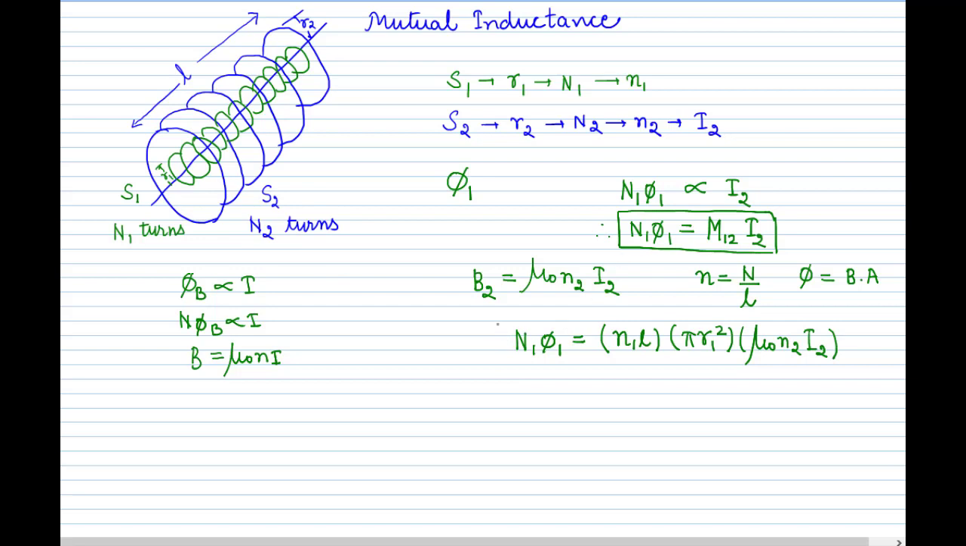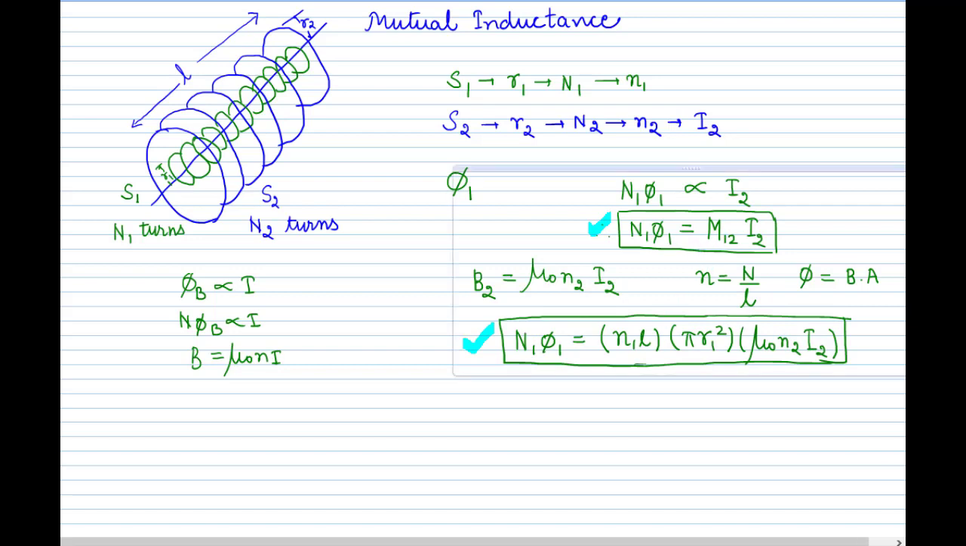So now we have two equations for N1 phi1. Now we can compare these two equations. This is N1 phi1, this is N1 phi1. This is I2 and this is I2, and whatever is remaining will become the mutual inductance. So we can write the mutual inductance M12 is equal to mu naught n1 n2 pi r1 square into L. All this quantity will become the mutual inductance.